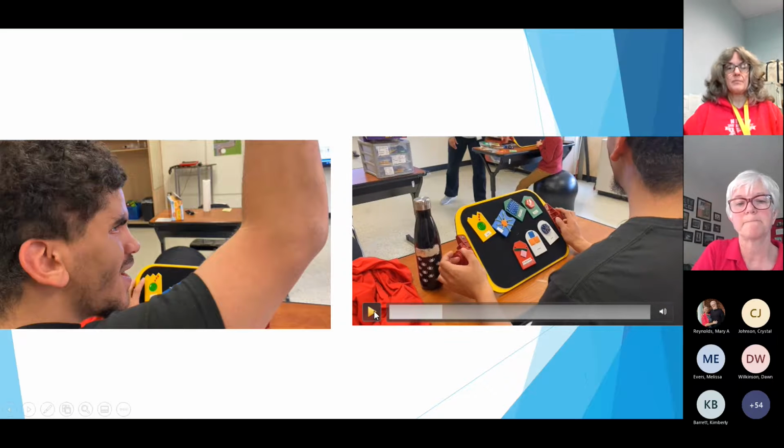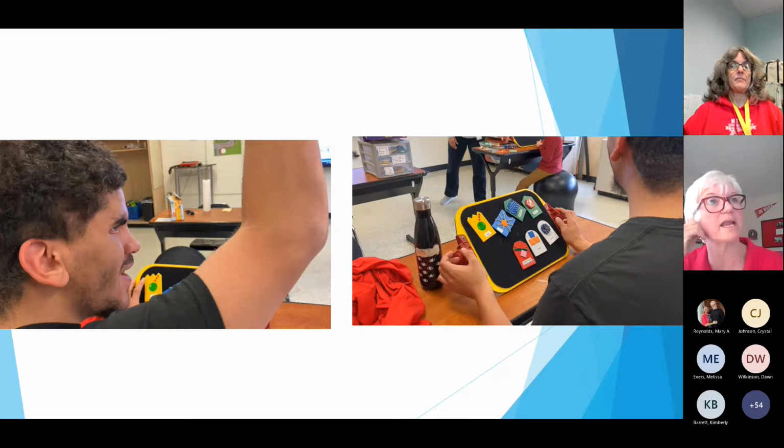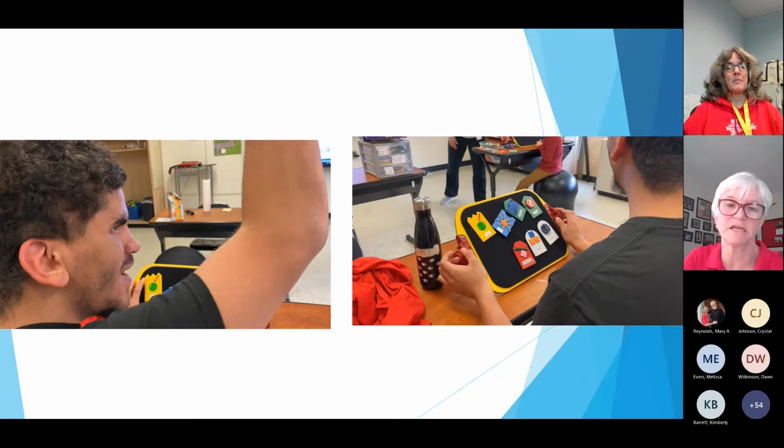And you'll notice he already had his hands on the bike card as soon as he heard the question. He started looking for that card. He had his hands on it. He was ready to hold that up as soon as she asked him to.